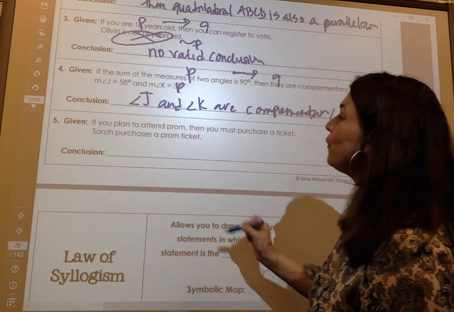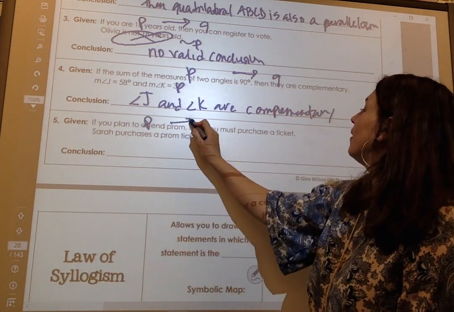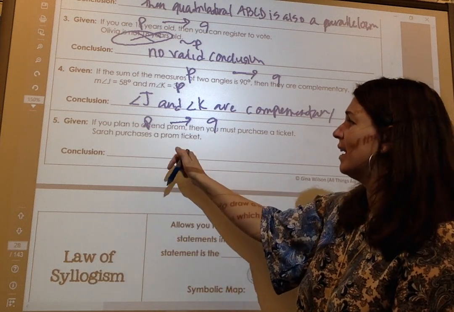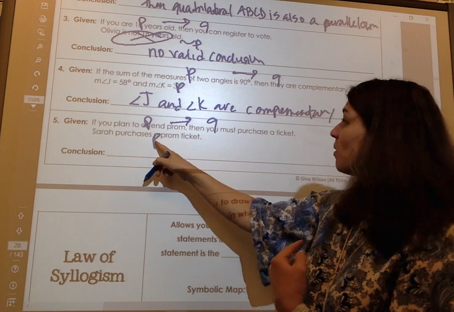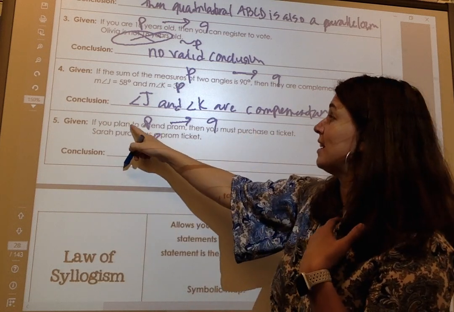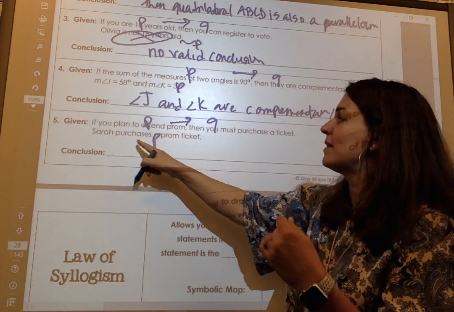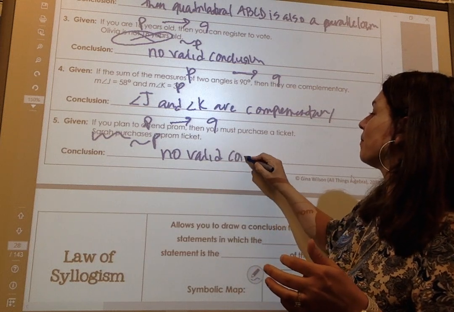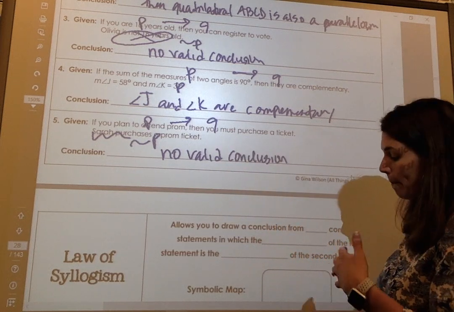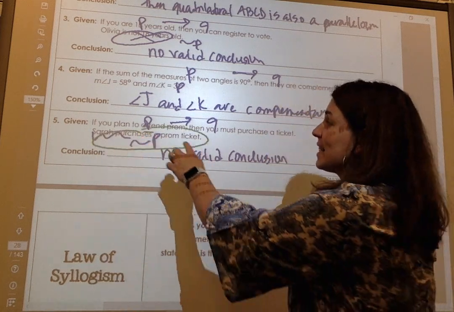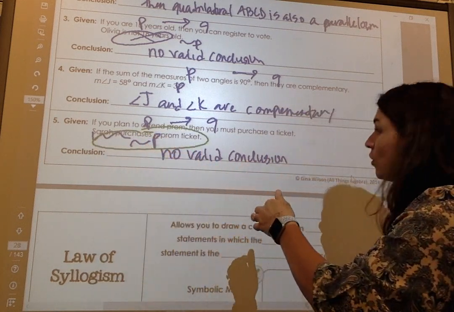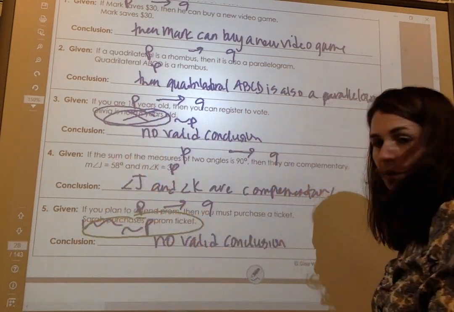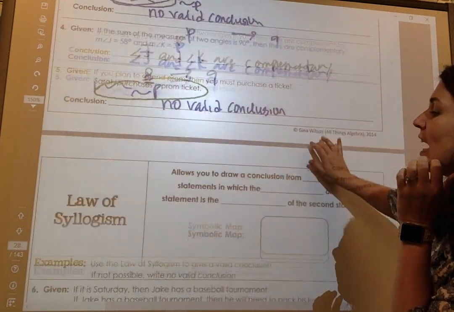All right, given, if you plan to attend prom, that's P. Then you must purchase a ticket, that's Q. Sarah purchases a prom ticket. Is this my P statement? No. It says if you plan to attend, that's my P statement. This is not P, therefore, no valid conclusion. So my given statement then needs to be exactly the same. Notice this was not P, no valid conclusion. This was not P, no valid conclusion. So I hope that makes sense there. So that's law of detachment.